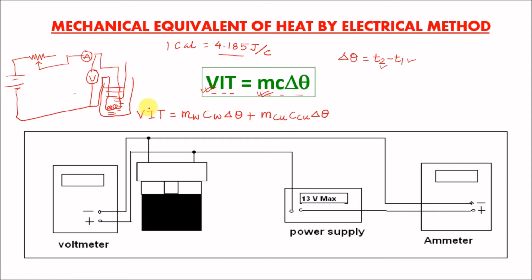As you see, there are 4 variables. Voltage is one variable, current is another variable, time is a variable, and this temperature rise is another variable. Mass of water and mass of copper are also variables, but these 2 variables remain constant throughout the experiment, so we don't have to worry. Specific heat of water and specific heat of copper are constants.